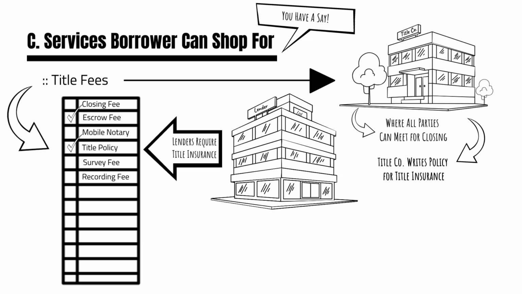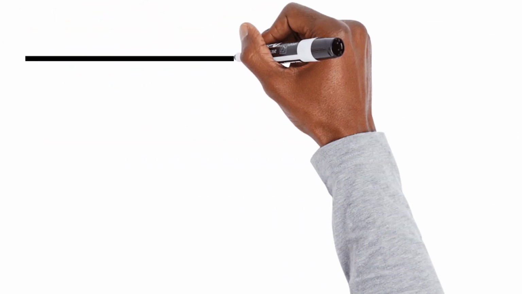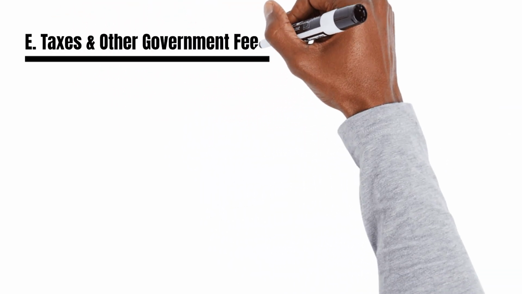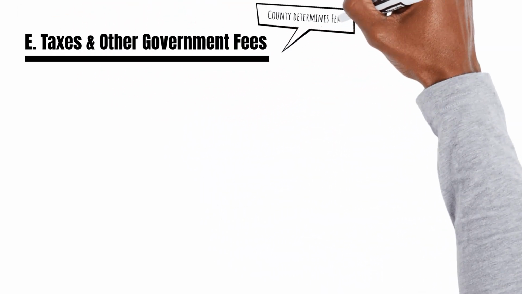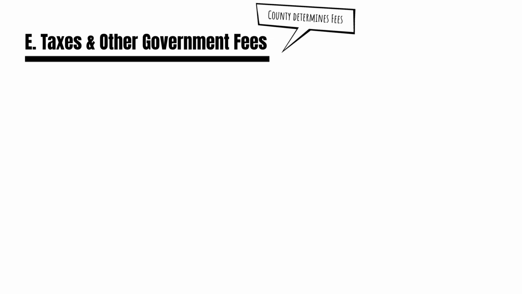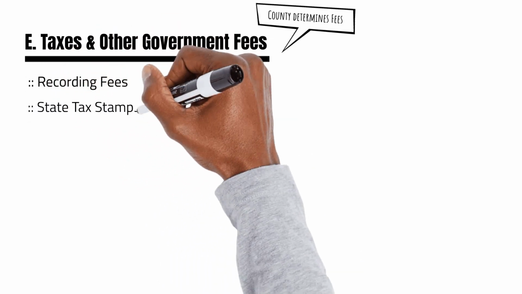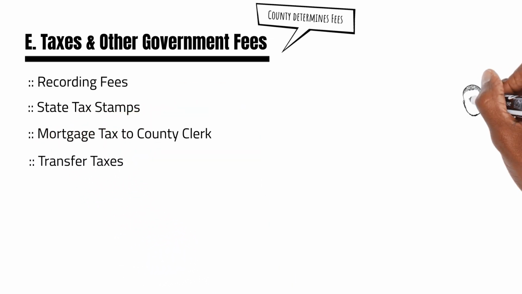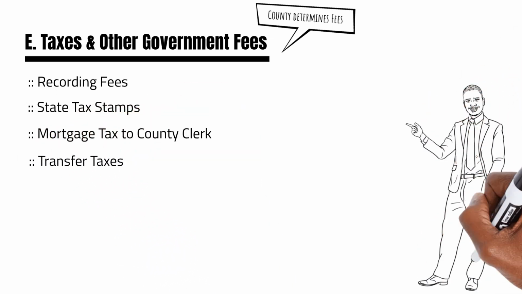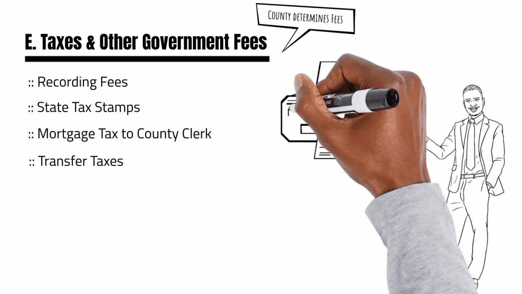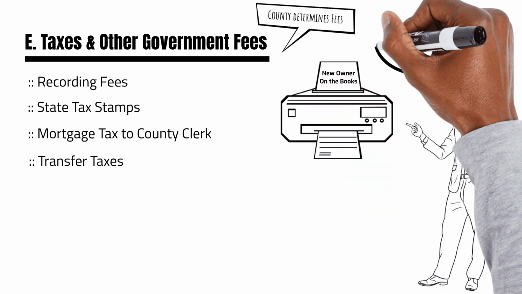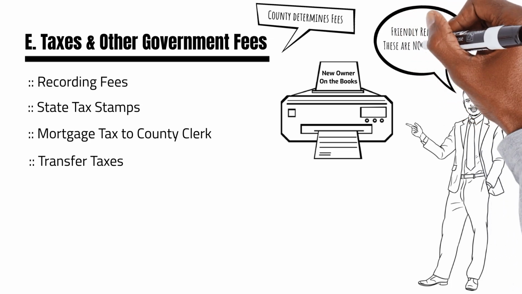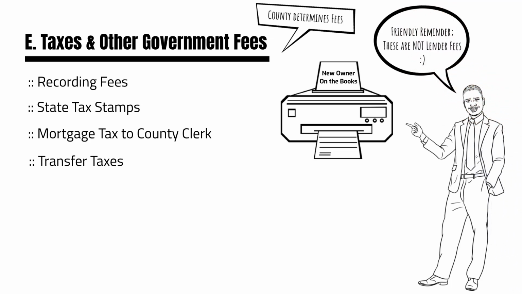That's ultimately what you're paying for with this service. Now let's move on to taxes and other government fees that you'll find in Section E. This is ultimately determined by the county and the state that you're in. It's going to vary with the terminology, but you'll see things like recording fees, state tax stamps, mortgage tax to a county clerk, transfer taxes, but ultimately this is determined by the county that you're in, and it's basically charges for them having to record and update their paperwork and documentation for you now being a new owner of the property in their state and county.